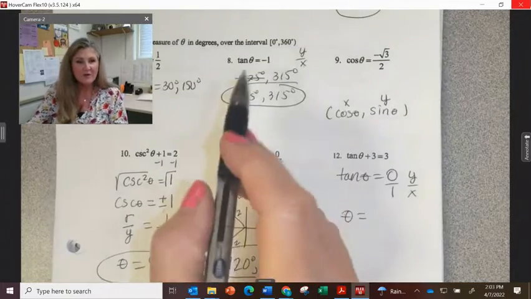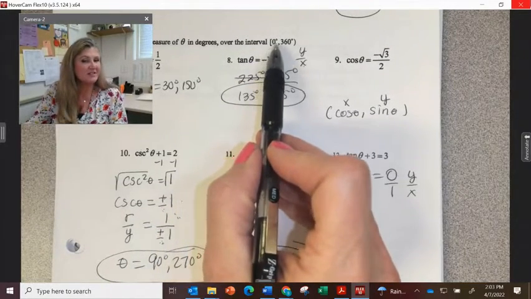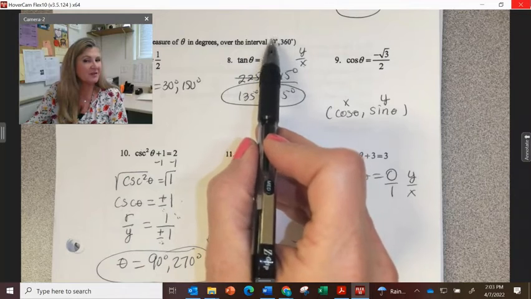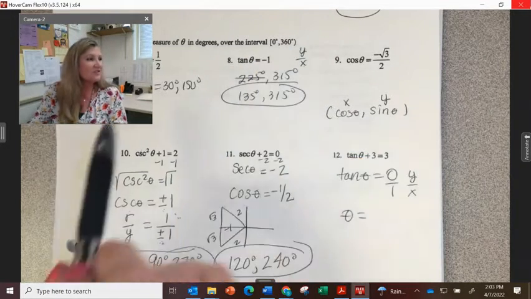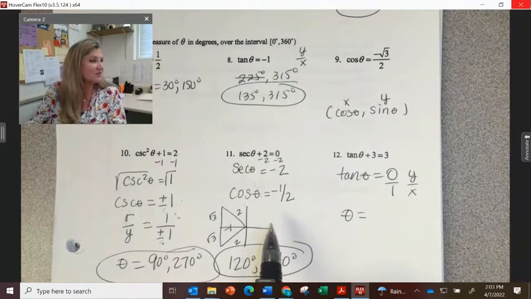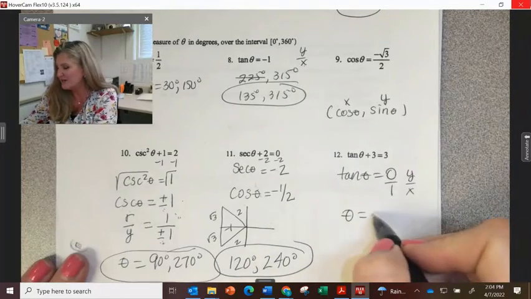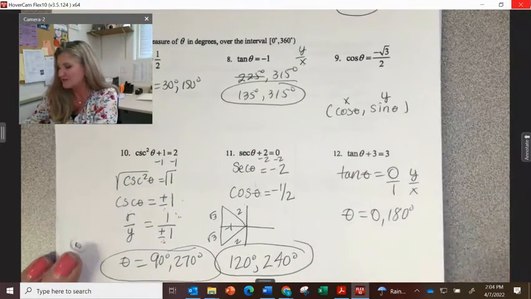Okay. Here's what I want to point out, though. These directions say we're going from 0 to 360. You're allowed to use an answer of 0, but not 360. So you said 180 and 360. So what do you want to? There you go. Good job. 0 and 180 is correct.